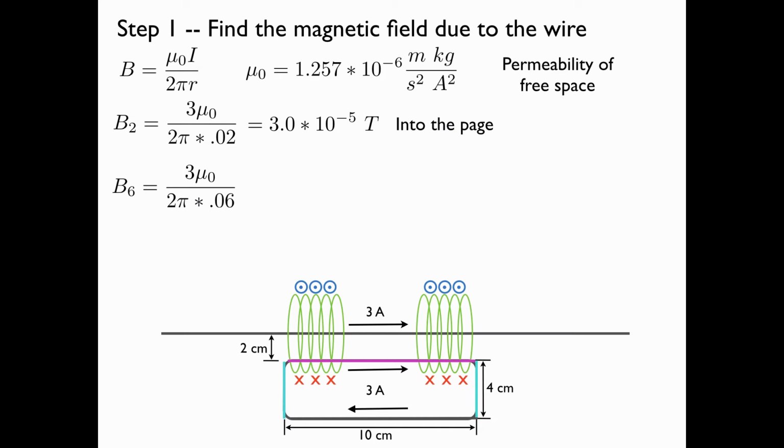For the magnetic field 6 centimeters away, which is the distance for the opposite end of the wire, which has just now been highlighted, we have the same formula, except this time it's 3 times farther away. So the distance is 0.06 and the magnetic field is 1/3 of what it was. And it's also into the page, as indicated by the red X's.